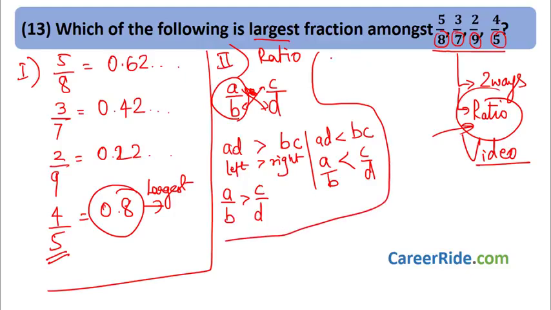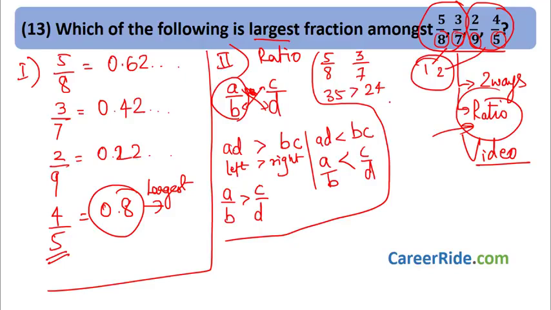Now let us solve using this trick. Over here we have 4 fractions and not 2. So what to do? Take these two and compare these two. Find the largest among these, and then compare this one and this one. First let us take 5 by 8 and 3 by 7. This is A by B, C by D. 5 sevens are 35, 8 threes are 24. 35 is greater than 24, so 5 by 8 is greatest. This is our first result.